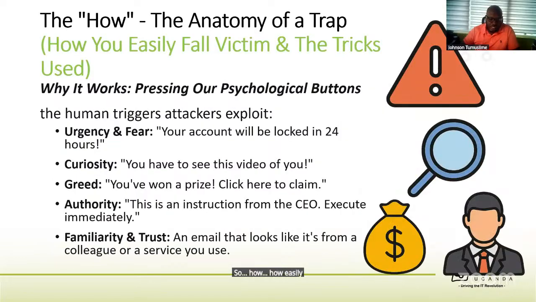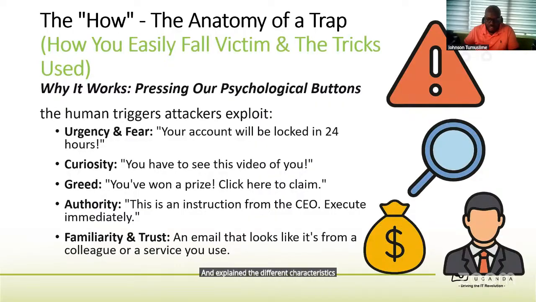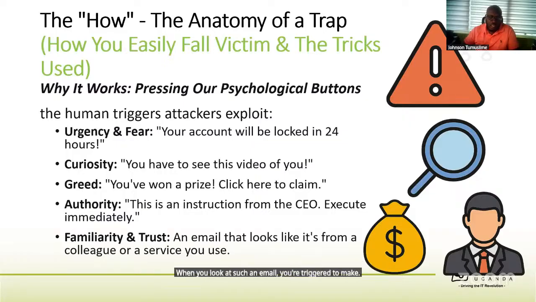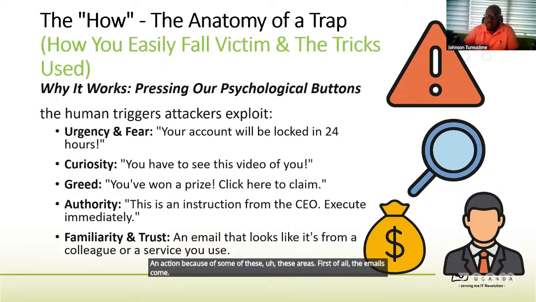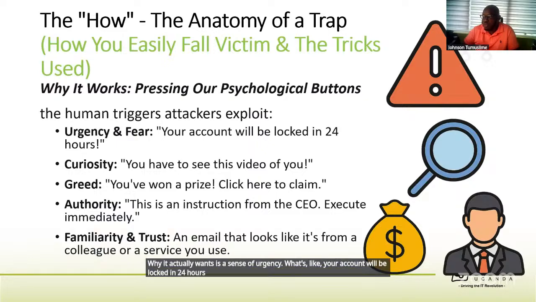I've shown you a typical email of what would appear to be a phishing email, and explained the different characteristics, the urgency, etc. So these are some of the things that psychologically, when you look at such an email, trigger you to take action. First of all, why it actually works: there is a sense of urgency. Words like "your account will be locked in 24 hours" cause you to panic, and then you want to take some sort of action immediately.